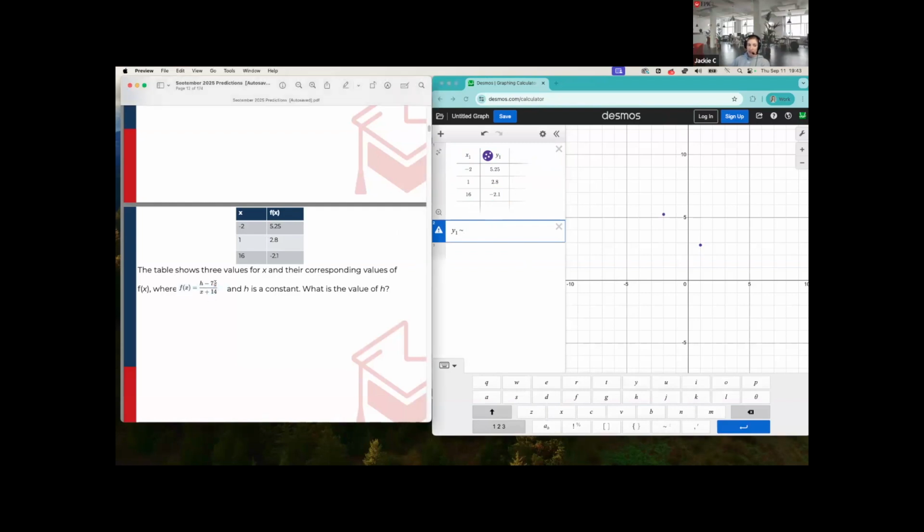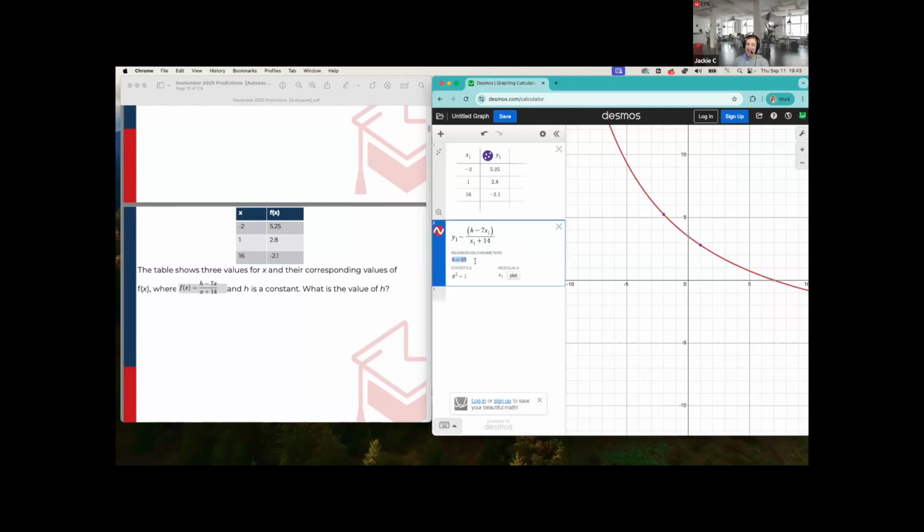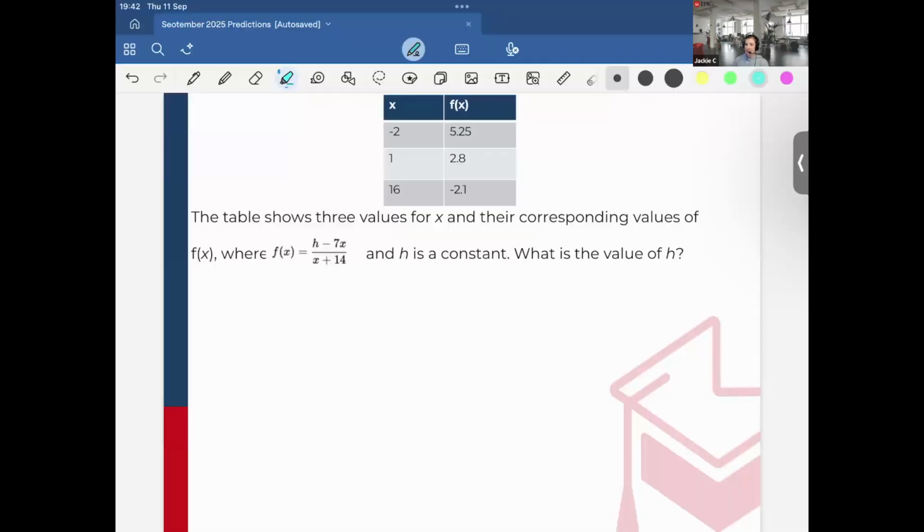And then I type in the function we have in the problem. So I'm going to do h minus 7x1, remember, you have to put the 1 to pull from the table, and then we put it over x1 plus 14. And voila, we have the answer, h equals 49. And that is exactly what you would type into your answer sheet.